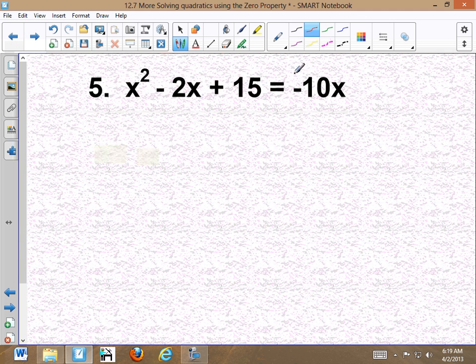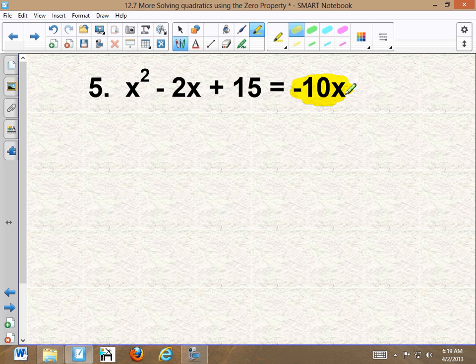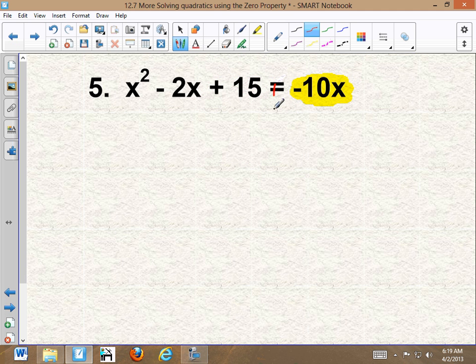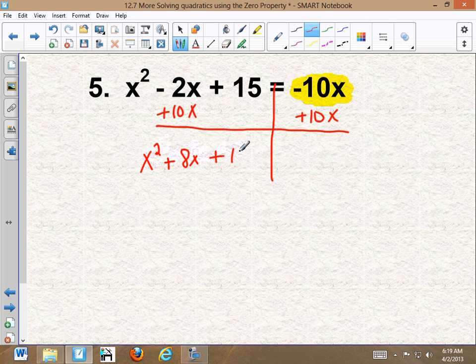Number 5, look at what number 5 is set equal to. It is set equal to negative 10x. So I have to get rid of that negative 10x. How do I do it? I add 10x to both sides. But look where I'm going to add it to. I'm going to add it to my x. I cannot add it to my 15 or my x squared. So this gives me x squared plus 8x plus 15 equals 0. Now my equation is set equal to 0, so now I can factor.